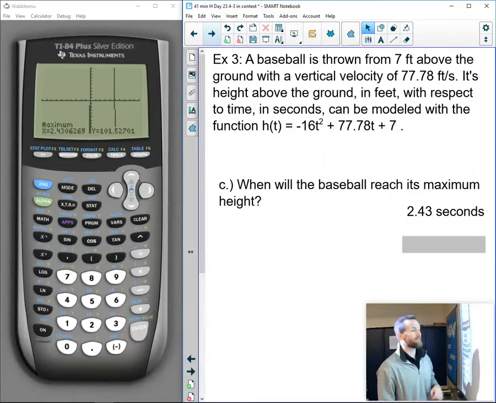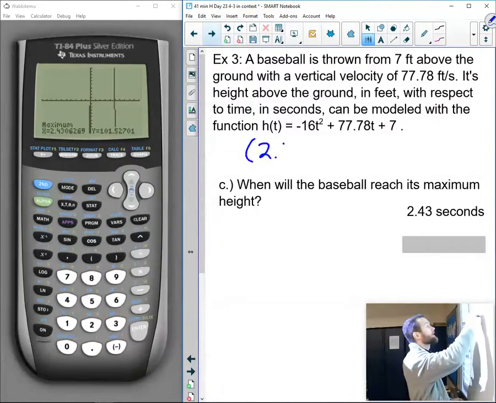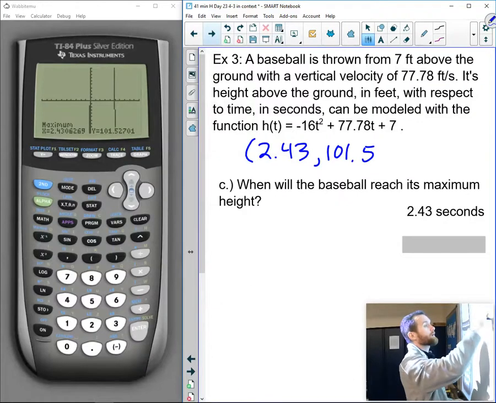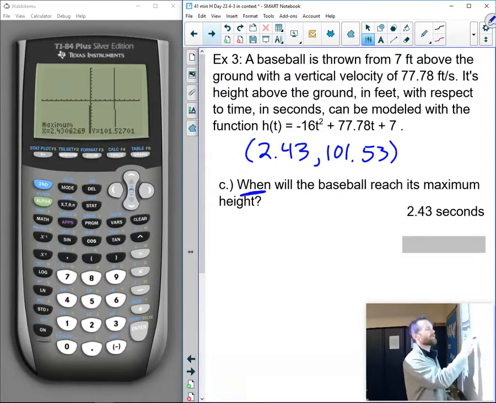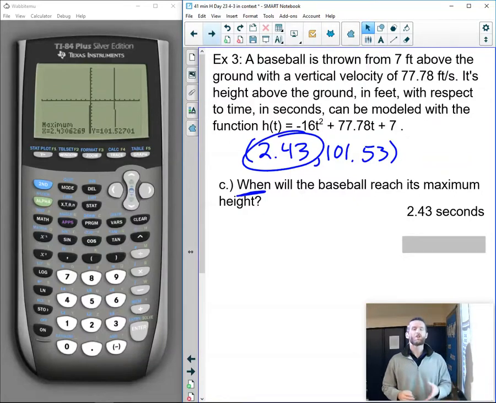Last but not least, let's go over how we get the answer for C. When will the baseball reach its maximum height? We use the same ordered pair, the vertex, 2.43 and 101.53, and this time it's asking for when. So we put 2.43 seconds. You always have to pay very close attention to what they're asking you, especially with the maximum, because they could be asking what is the maximum height, or when did we get to that maximum height? So make sure you're reading your questions carefully so you understand what they're asking for.